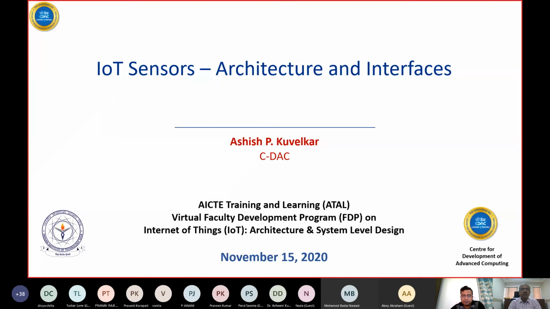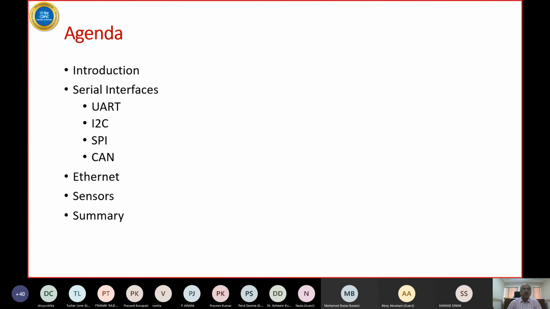Because IoT itself is a vast topic, and there are so many types of sensors. And rather than concentrating more on the sensor part, because what you are going to use would depend upon what application you are going to use, I would rather concentrate on the interfaces because they are going to be common, and many of these sensors will finally end up transferring data over these interfaces.